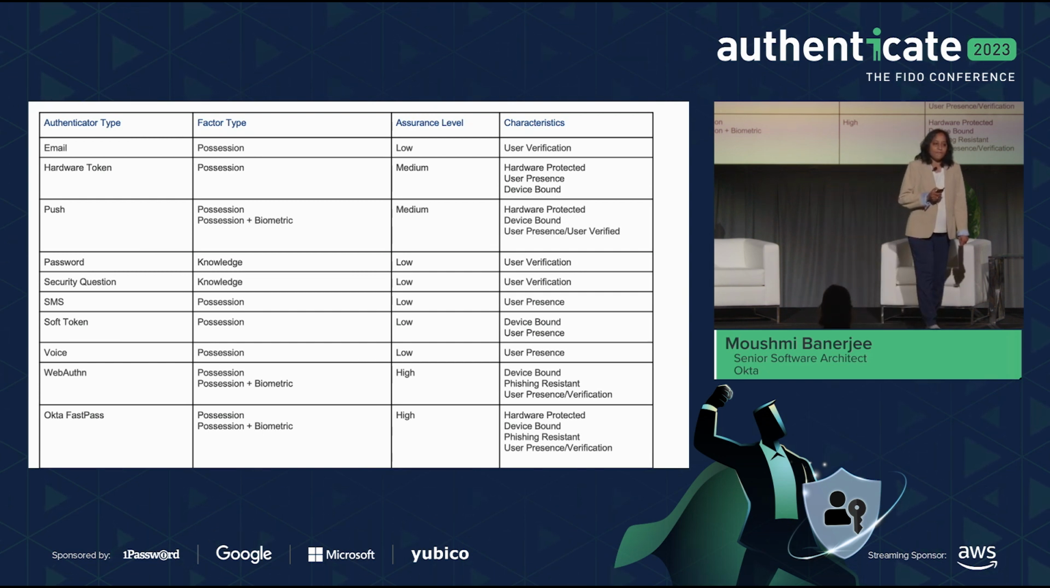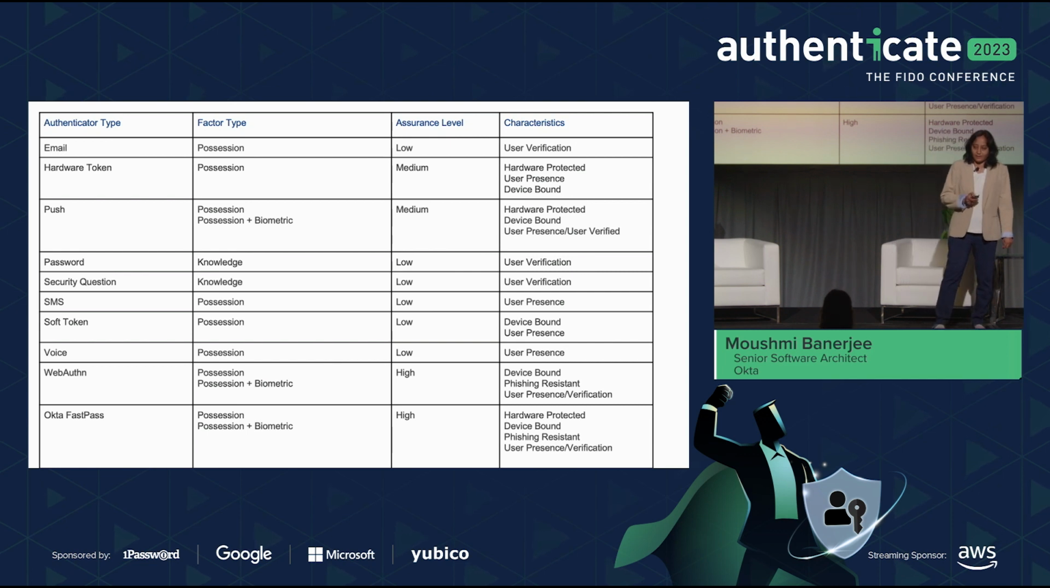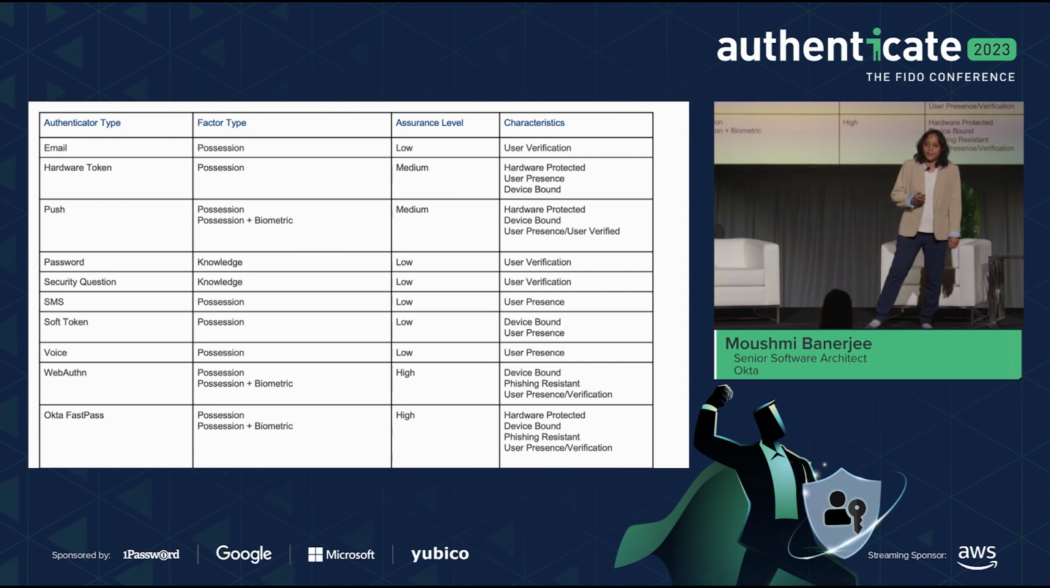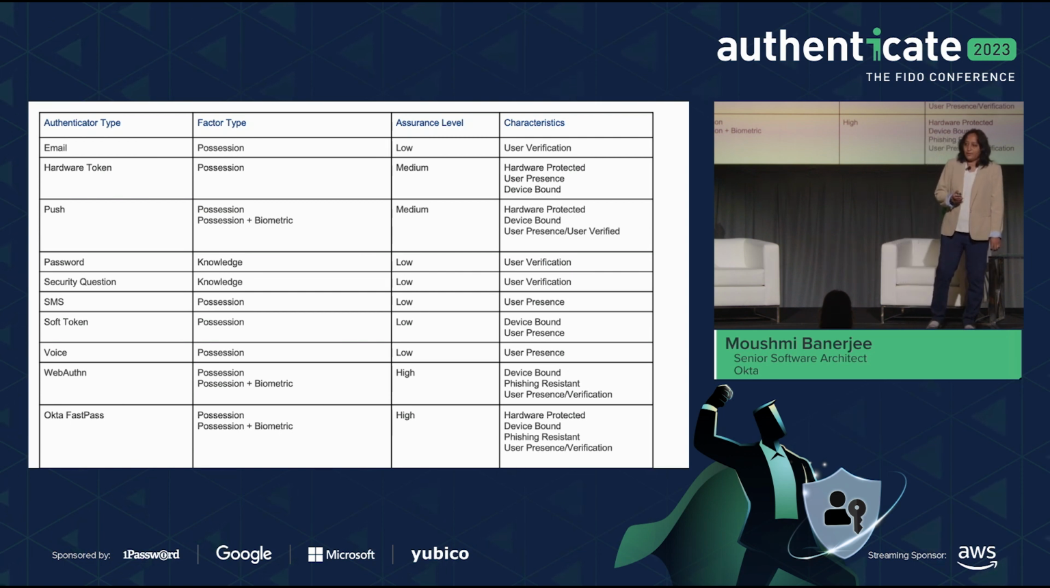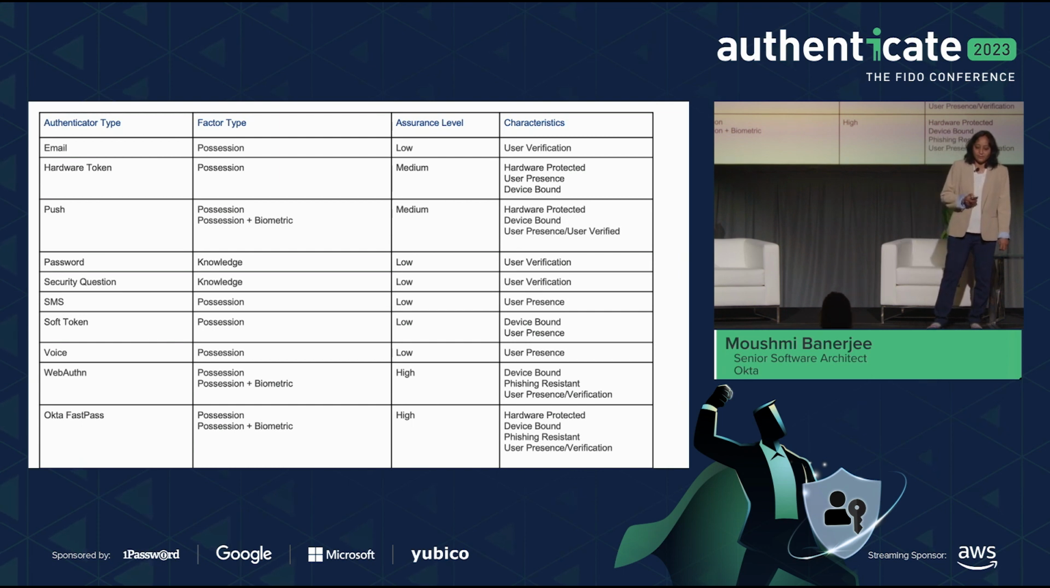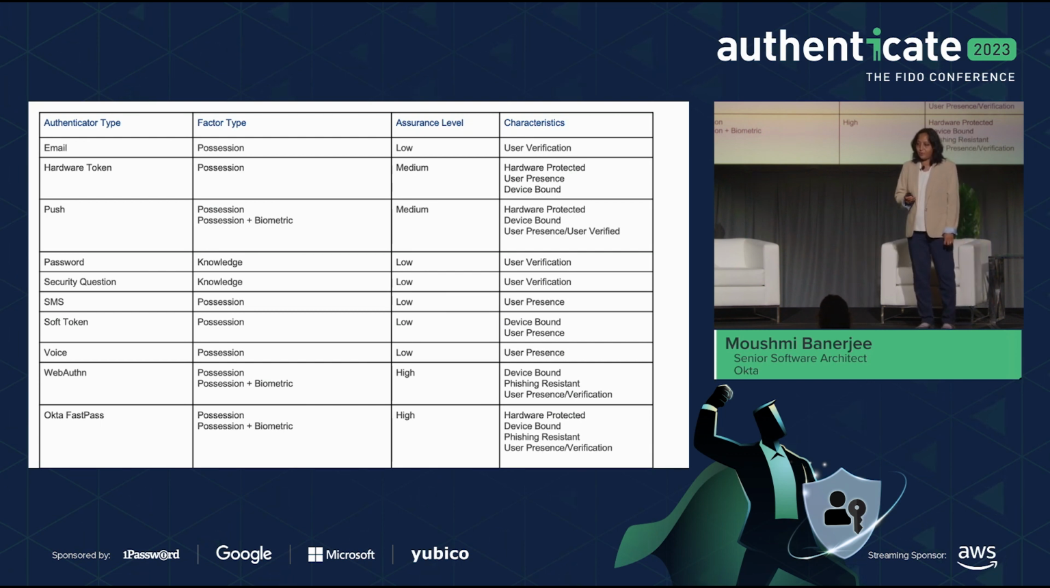They are considered very high-level authenticators. Let me repeat. Okta FastPass and WebAuthn are considered very high level of authentication because WebAuthn, if you combine that with biometric, whether it's Windows Hello, MacBook Touch ID, Android fingerprint, with passkey or YubiKey, then it provides device-bound, phishing-resistant, and the other properties like user presence or verification.